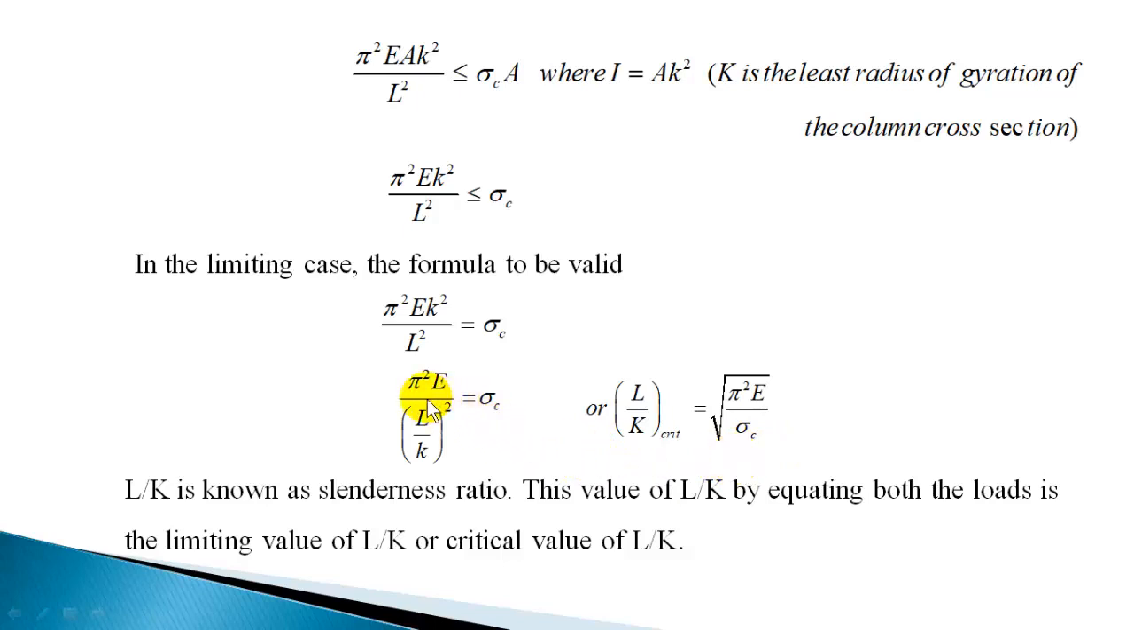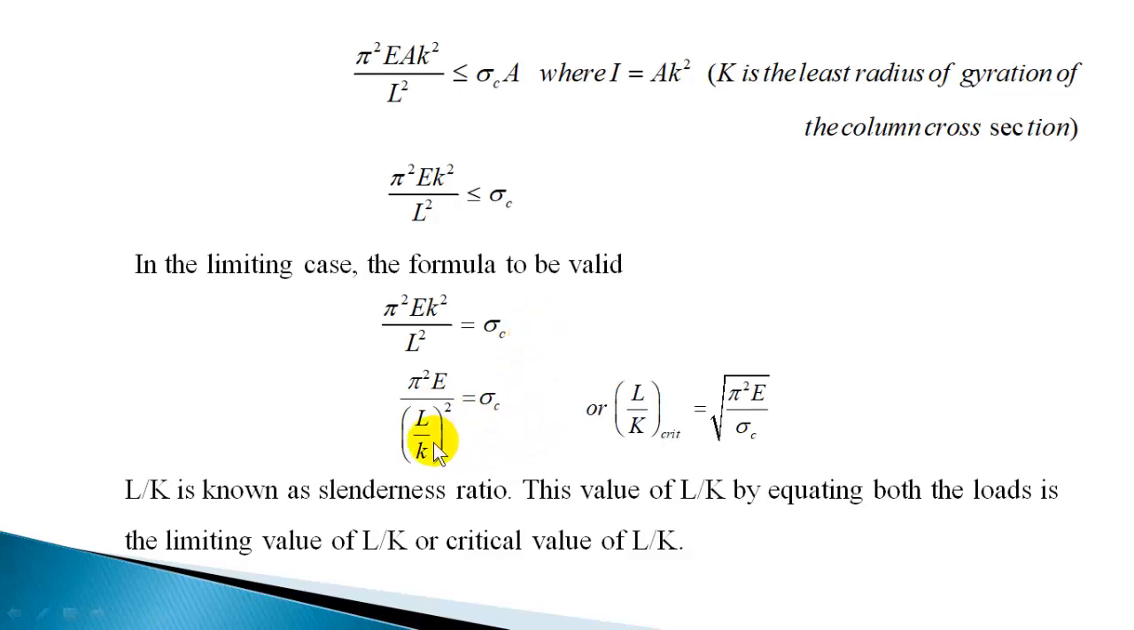Critical value you got by equating this. So if the value of L by K for the given column is less than the critical value, the denominator will decrease and the left hand side will increase. So Euler's formula will not be valid. Left hand side should be either less than or equal to right hand side. That is when Euler's formula is valid.